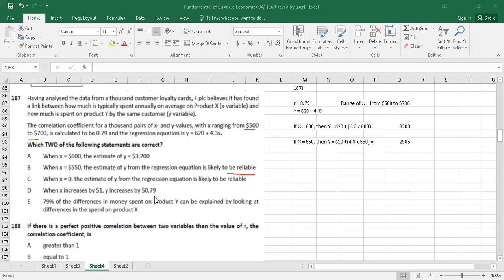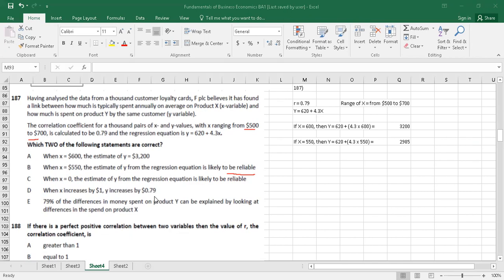It is indeed strong. But if the value of x increases by 1, because A is constant, whatever is the value of B, by that number of times the value of y increases. So it should increase by 4.3, not 0.79. He says 79% of the differences in money spent on product Y can be explained by looking at the difference in the spent on product X.